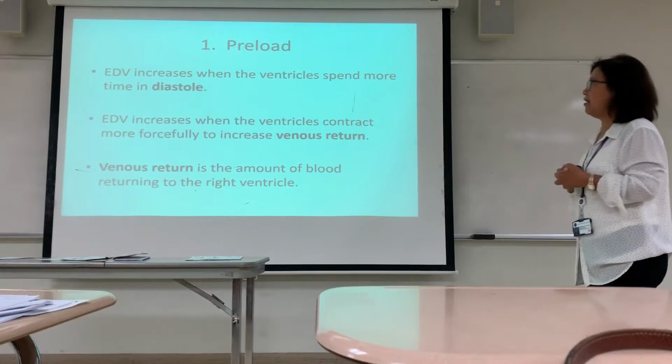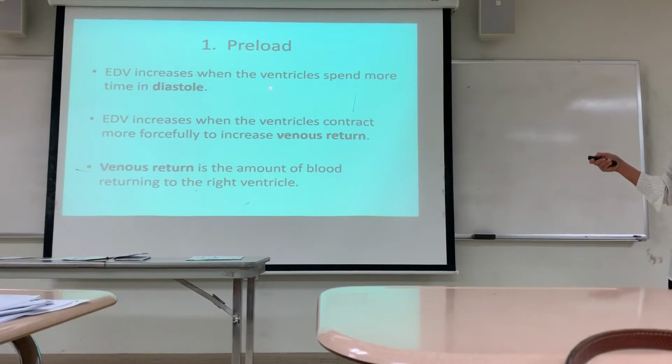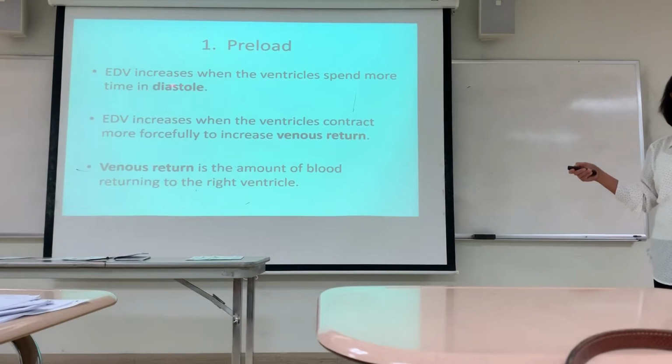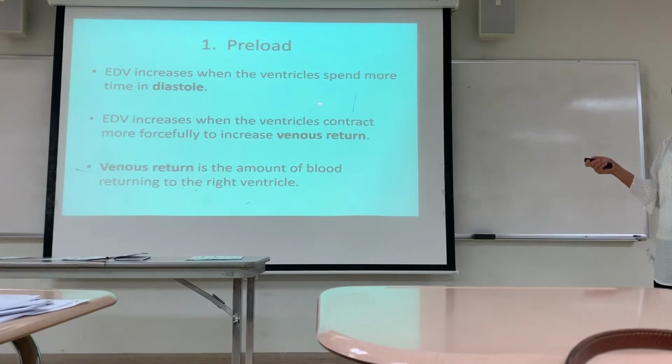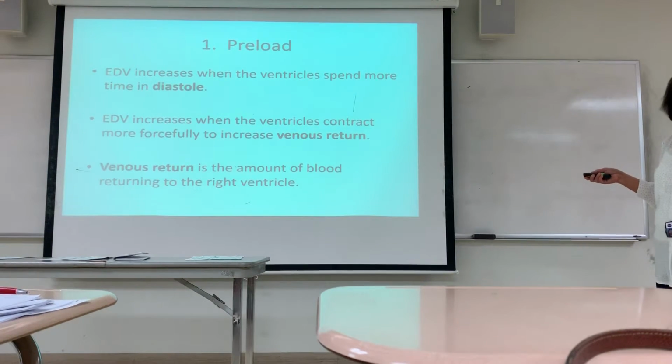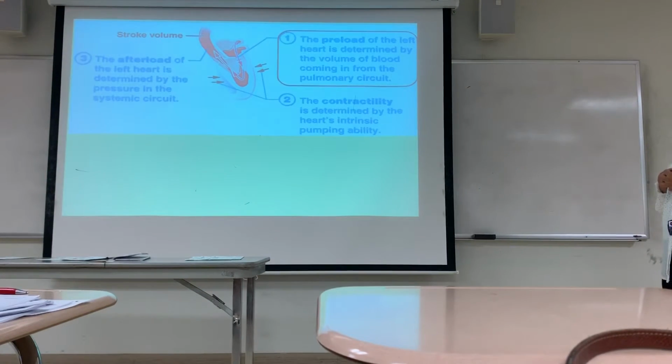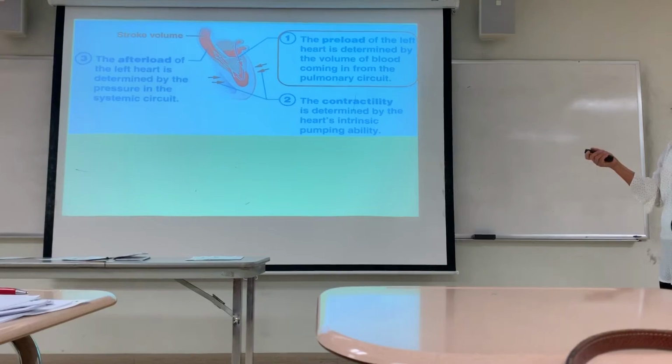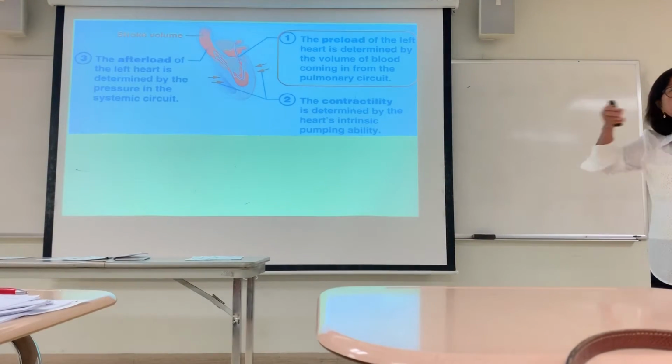So EDV increases when the ventricles spend more time in diastole. It's relaxing. EDV also increases with more force to increase the venous return. Venous return is the amount of blood returning to the right ventricle, coming from the right atria. So those are important measures in the preload. Okay, so that's your preload. How much is that volume that can stretch your muscles here?